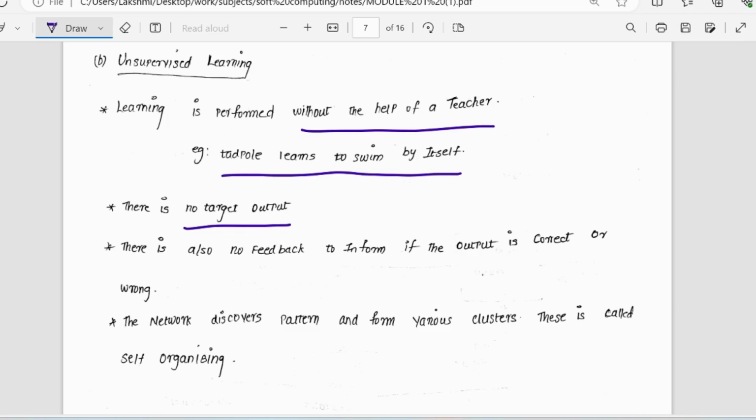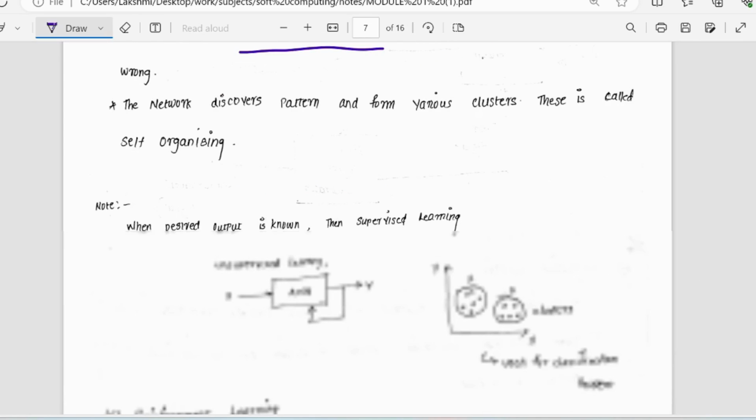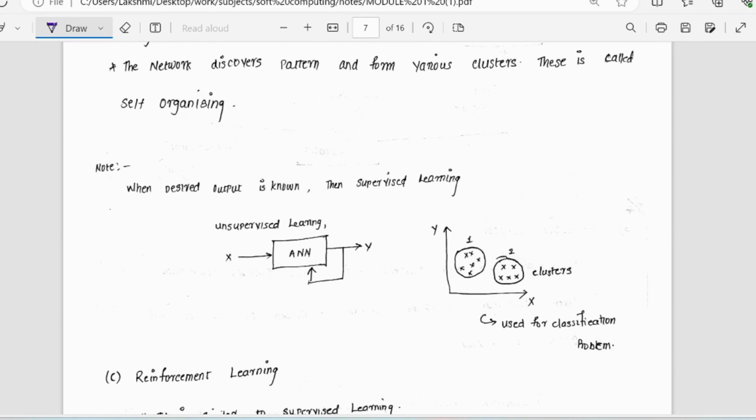Here also we do not have a target output, and there is no feedback to inform whether the output is correct or wrong. It will learn by itself automatically. This type of learning is used in applications where you have to discover patterns, or where it will form various clusters. So this is also called a self-organizing network.